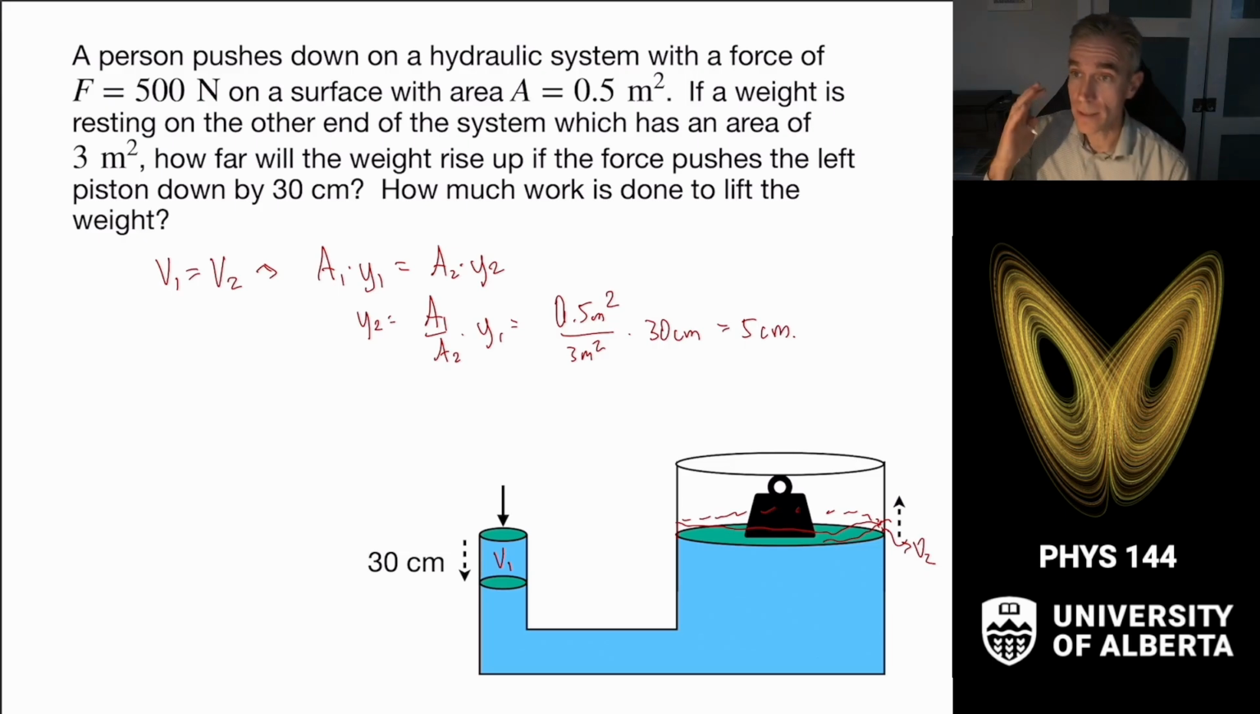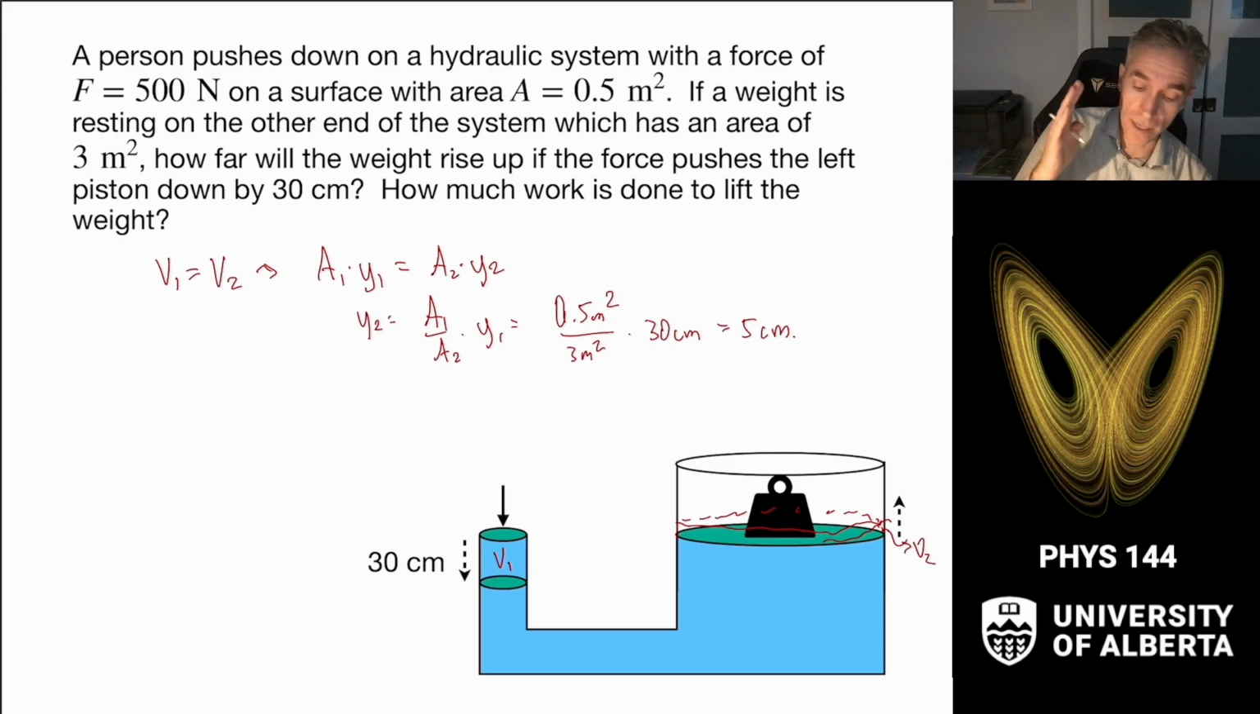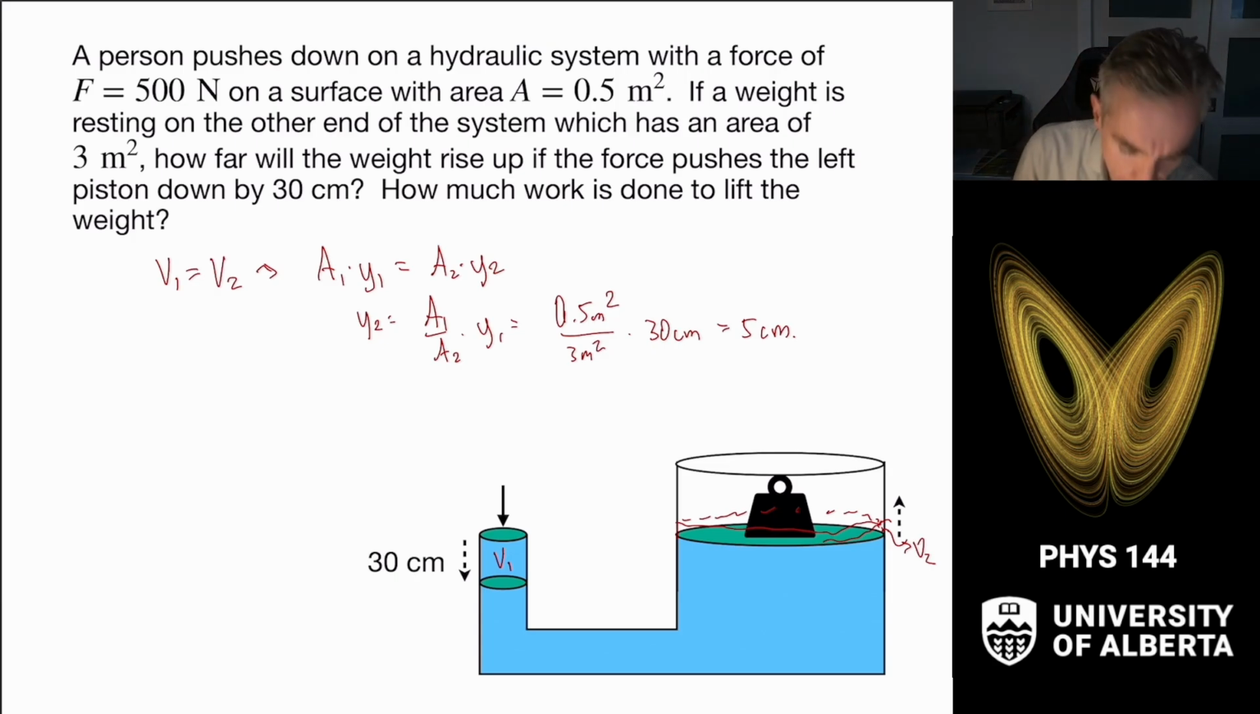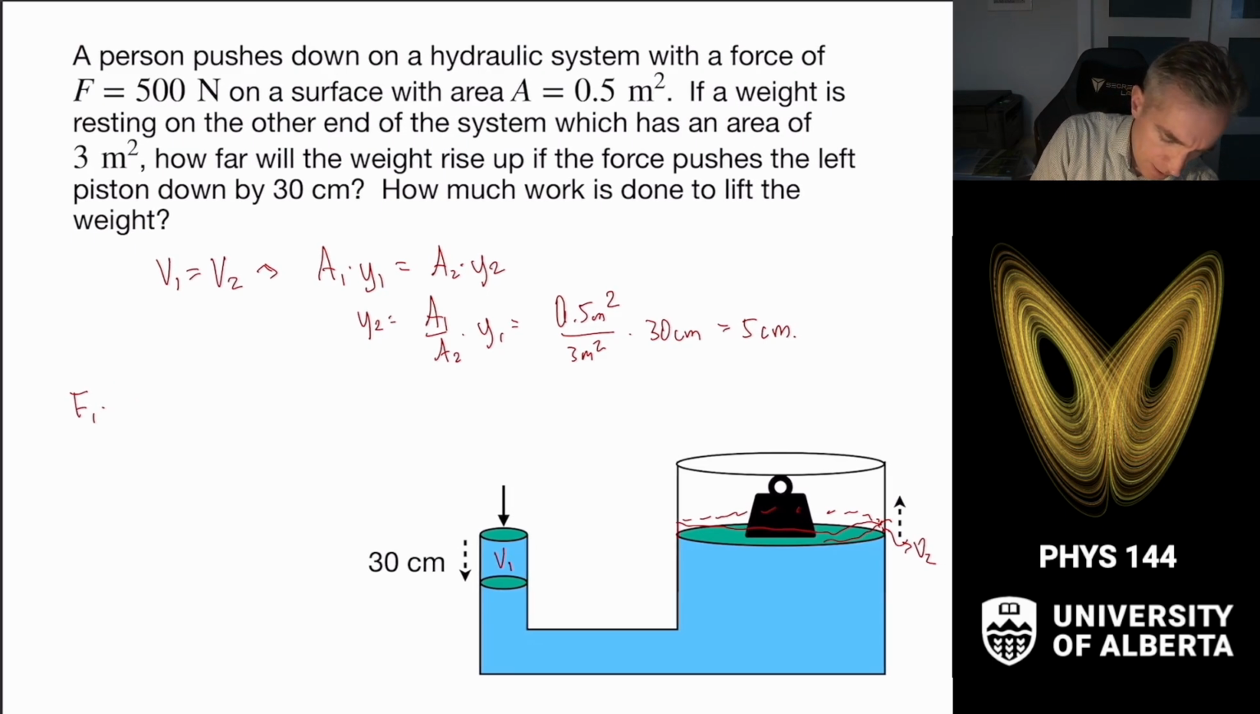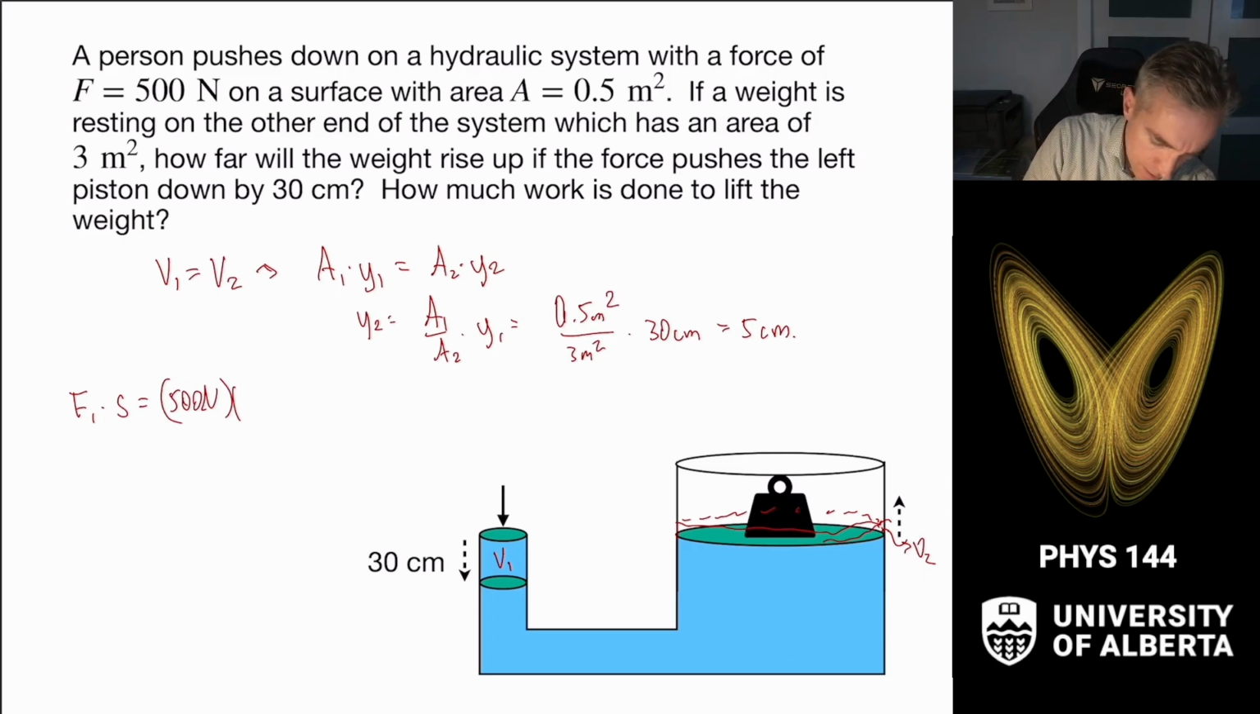So the key point here is that I want to actually calculate the work that's done by these two forces, the force pushing down and the resulting force pushing up. What happens in that case is I have F1 times S, which is my displacement, which was equal to 500 newtons times the distance it was pushed down, 0.3 meters. That gives me 150 joules. Cool.